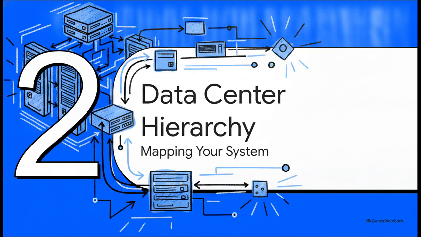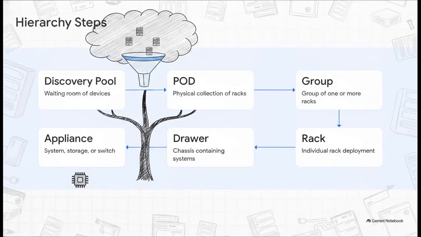Now, what's truly fascinating is how the software takes those massive physical structures and organizes them into a logical, super easy-to-navigate hierarchy. The navigation pane essentially visualizes this perfect tree structure. It cascades beautifully, like a funnel. It all starts up top with a discovery pool. Think of this as your waiting room for unassigned bare metal devices. From there, it branches down into your pods, then into functional groups of racks, down into individual racks, zooming even further into specific drawers or chassis until you finally land on a single specific appliance. It's a flawless funnel from the macro right down to the micro.